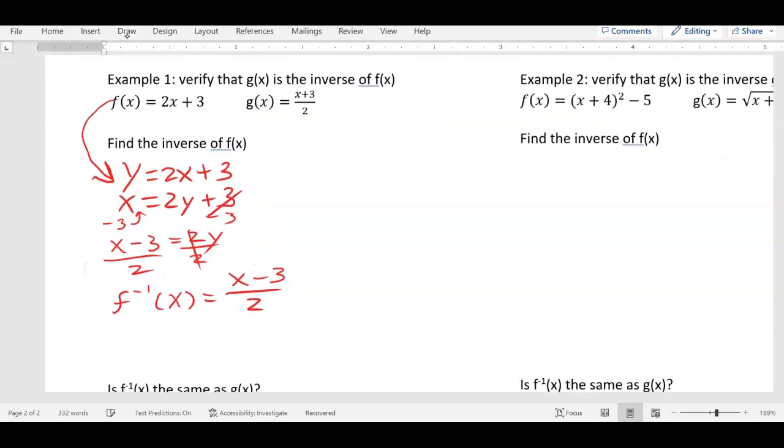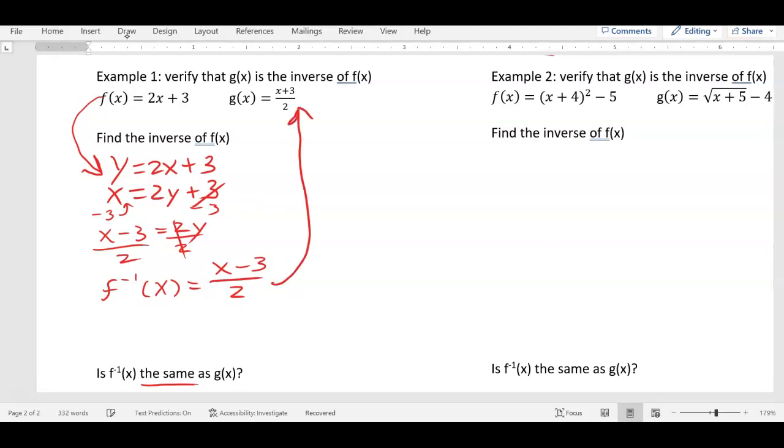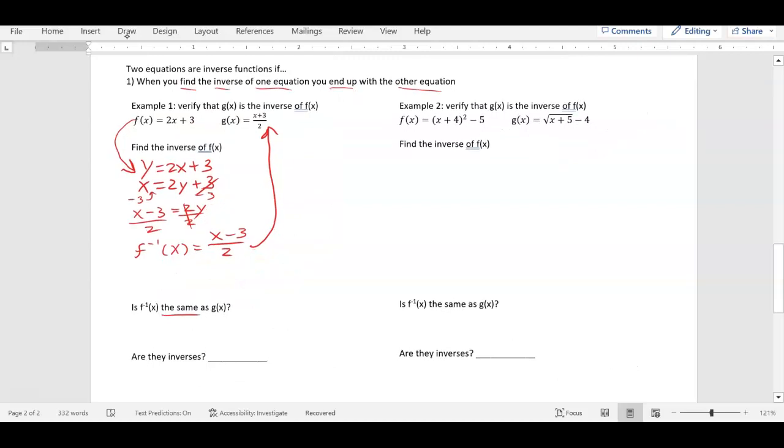Now here's the question. Is that f inverse x the same as g of x? They look similar. What's different? F inverse x says x minus 3 over 2. G of x says x plus 3 over 2. Those are not exactly the same, so that is not an inverse. Do you see how that works? The inverse of one needs to give you the other, otherwise they're not inverse functions. Cool.